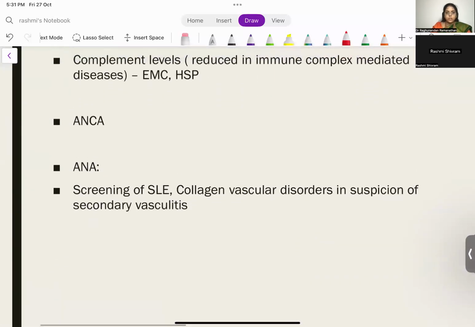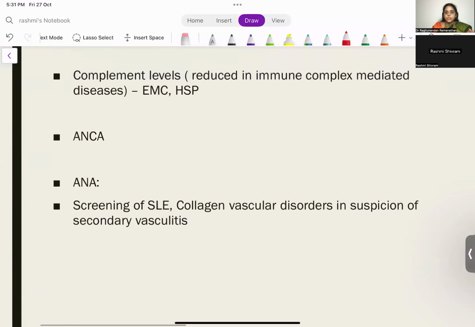Then moving on to the complement levels. Usually in immune complex mediated lesions, what happens? The complements are all involved in the pathology. So the peripheral complement levels will become lesser, especially seen in SLE patients. You will have low complements. You will see it in cryoglobulinemia patients as well as HSP patients. These are all immune complex mediated lesions. In the immune complex mediated vasculitis, you will have complement levels which are reduced.